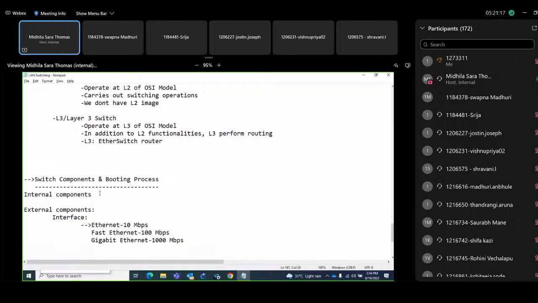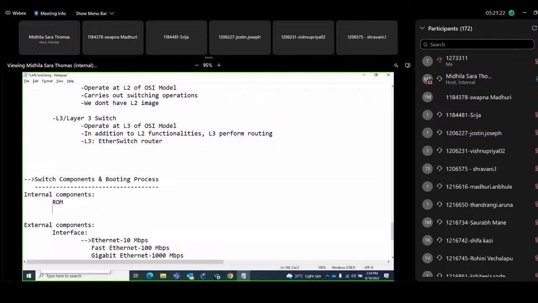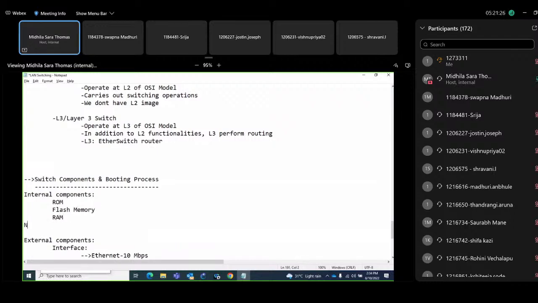No. The internal components, guys: ROM, flash memory, RAM, NVRAM. Do you remember? And what is the first function performed by ROM? POST. I'm just giving you an intro, you have already learned it in network fundamentals. You have learned these things, right? POST, or power on self test.